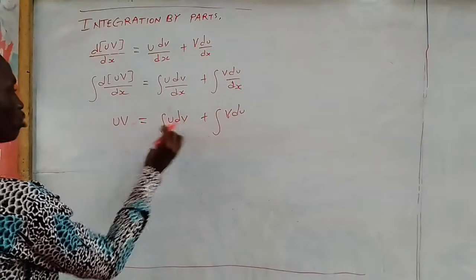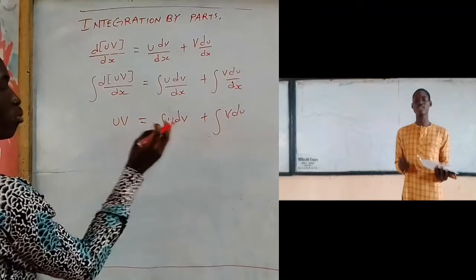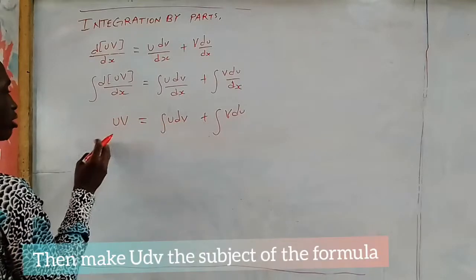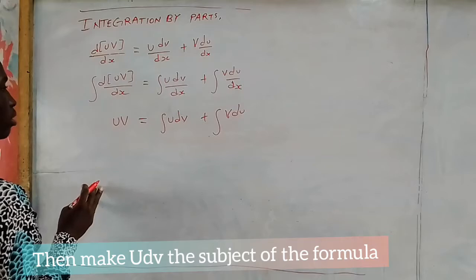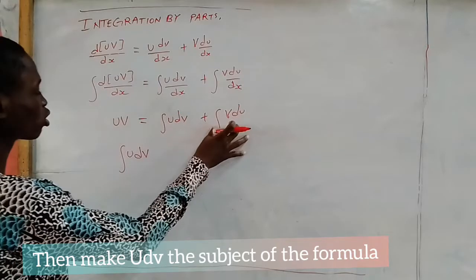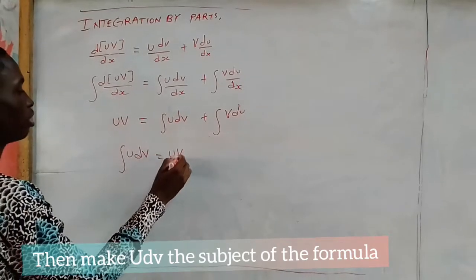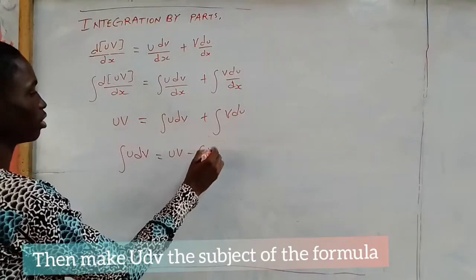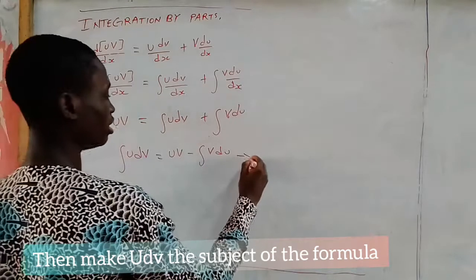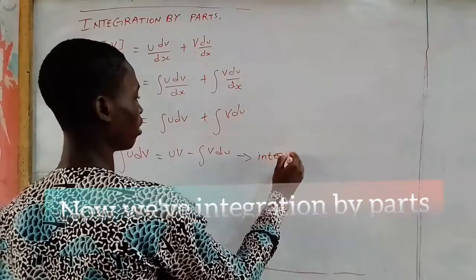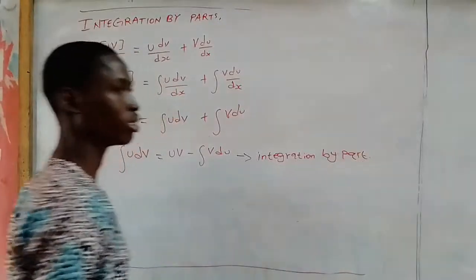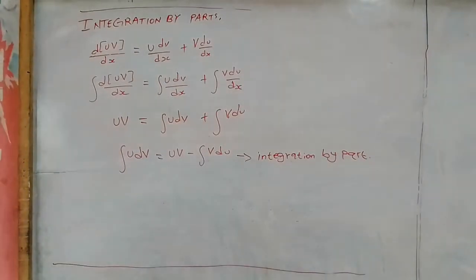Now I want to take u to this place and factor out this, and I want to make the integral of u dv the subject of the formula. To do that, I'm going to take this here and bring this there. So now I take the v term to the other side: uv minus the integral of v du. Now this is what we know as integration by parts. Are you following?